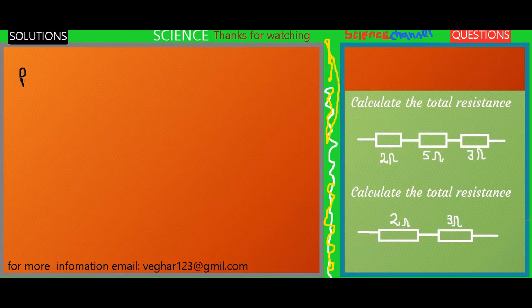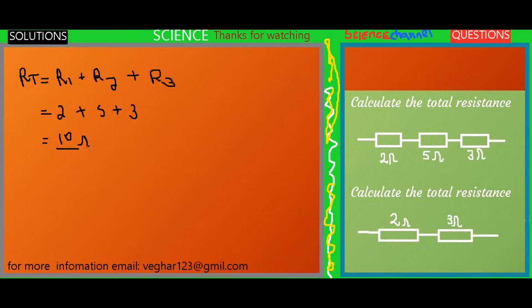So you will say R total equals R1 plus R2 plus R3. So you'll put the numbers here, 2 plus 5 plus 3. This is Ohm's law. So if resistors are in series, you add them together, and a resistor is a component that resists. So 2 plus 5 plus 3 is 10.